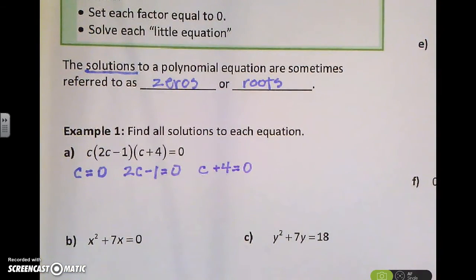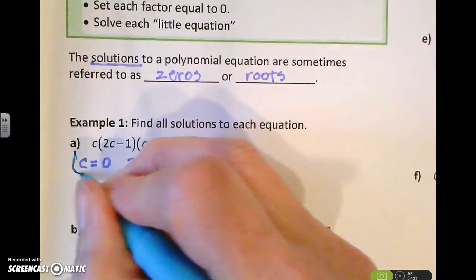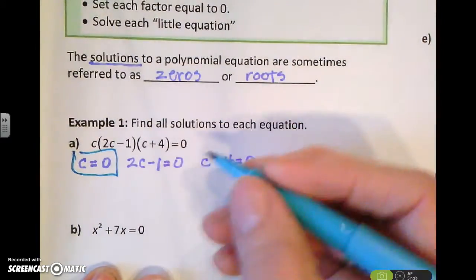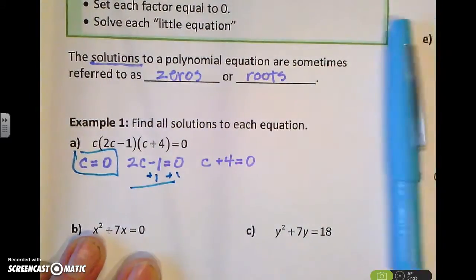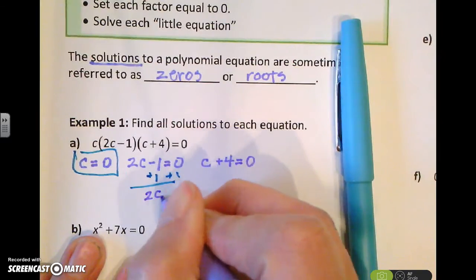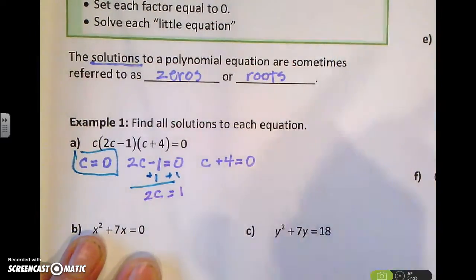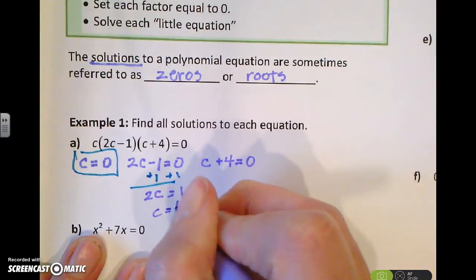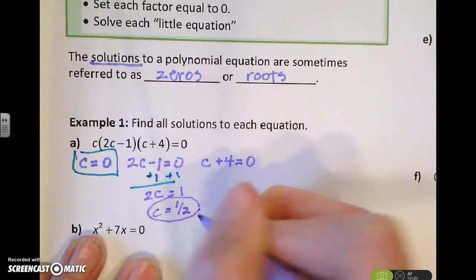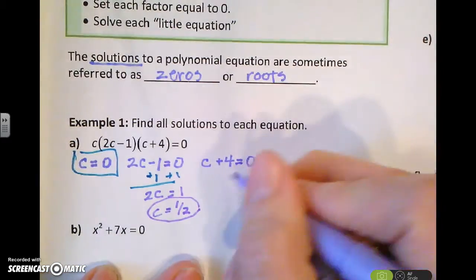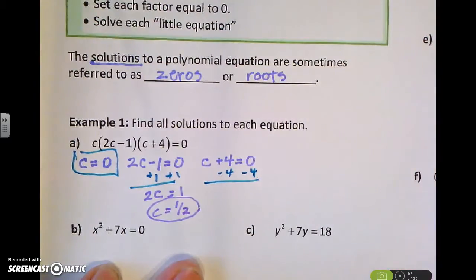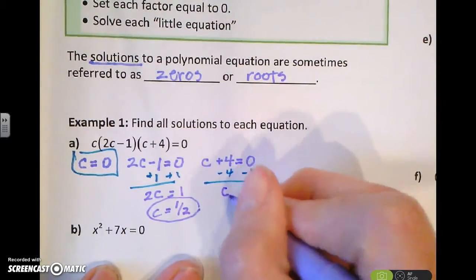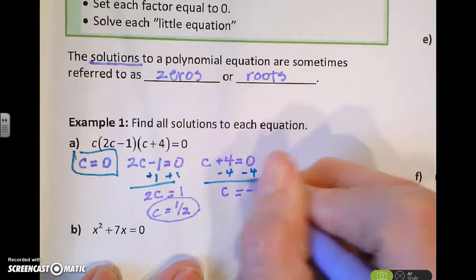Of course, c equals 0 is already solved, so that's one of our solutions. Then to solve here, we're going to add 1 on both sides, and that's going to give me 2c is equal to 1. Then divide both sides by 2, and that's going to give me c is equal to 1/2. So that's our second solution. Then over here we'll subtract 4 from both sides, and we'll come up with c is equal to -4.